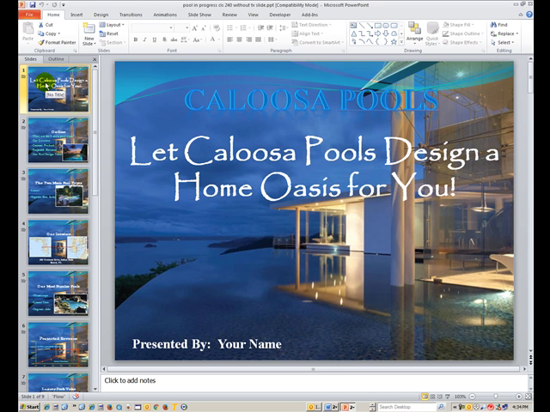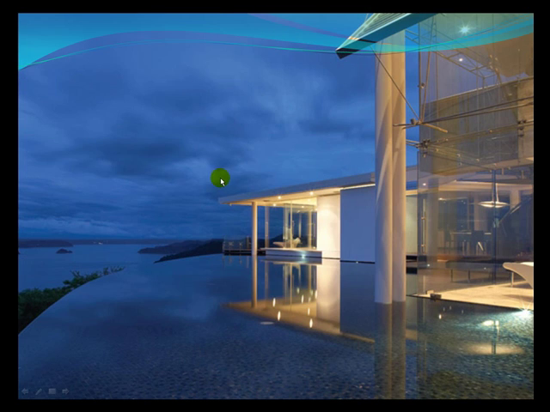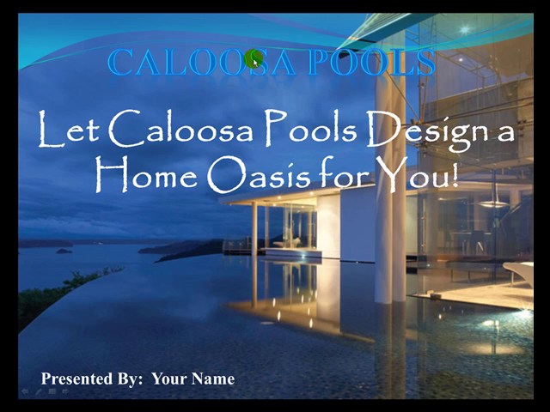So let's roll through. I'm going to work through slides 1, 2, and 3 today. We'll start on slide 1 by launching it, and you'll just see the background only showing as we launch through. Then as I click, the title bar comes up of Caloosa Pools, which is an image, and then we typed in this big text box that says, "Let Caloosa Pools design a home oasis for you." And then we have our presented by. Caloosa Pools actually will be on the mouse click, so it starts when you're ready. And this big text box will be after previous for the start, and so will the presented by.